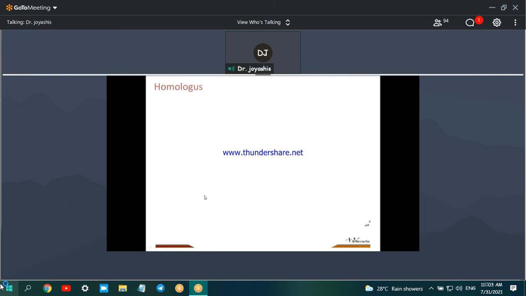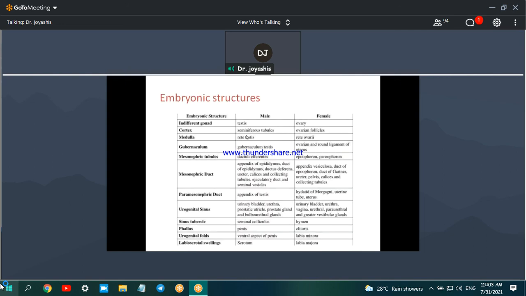So, embryonic structure: the indifferent gonad becomes testes in male and ovary in female. Cortex gives rise to ovarian follicles, and medulla to seminiferous tubules, rete testis, and rete ovarii. The efferent ductules in the male, with the paroophoron in the female. Mesonephric duct in the male gives rise to the appendix of the epididymis, epididymis, ductus deferens and seminal vesicles.